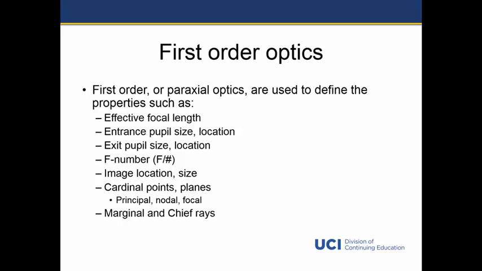I'll talk more about the points. The planes are obviously simply perpendicular to the optical axis going through the specified point. We're going to spend some time talking about the cardinal points, so if you're not familiar with those concepts, don't worry. And then two very special rays that we use to define our system, referred to as the marginal ray and the chief ray.